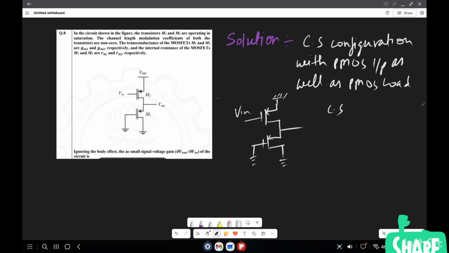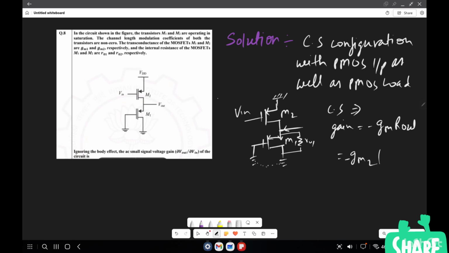For common source, we have gain equal to minus gm into r out. So here, what will be the r out? Directly, if you consider, gm will be the gm of this M2 and r out is the resistance at this point, which is r1 in parallel with 1 by gm of this, because we are seeing from the source of the MOS as well as this is diode connected.